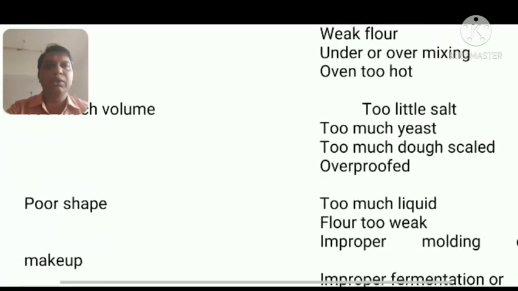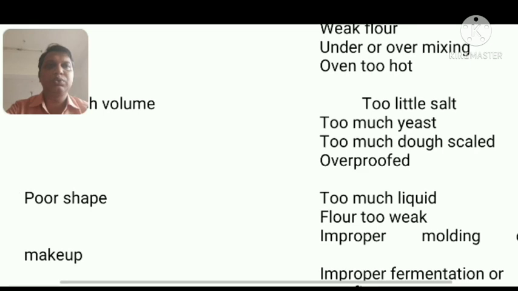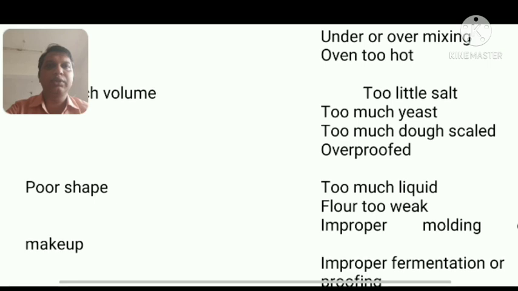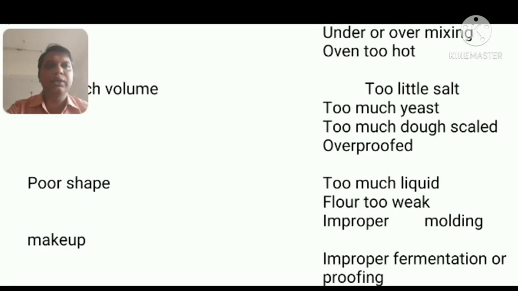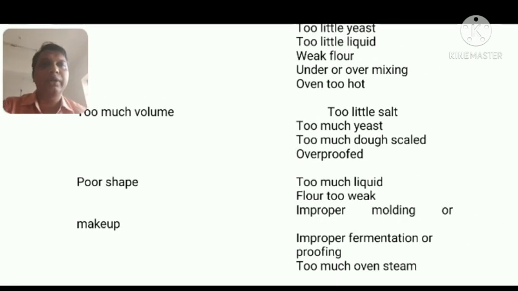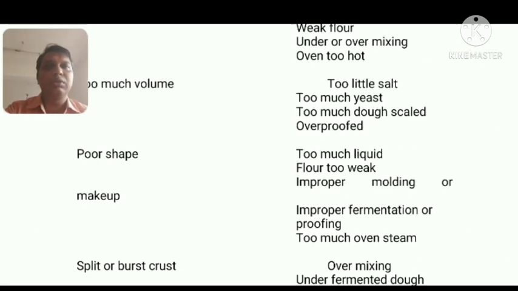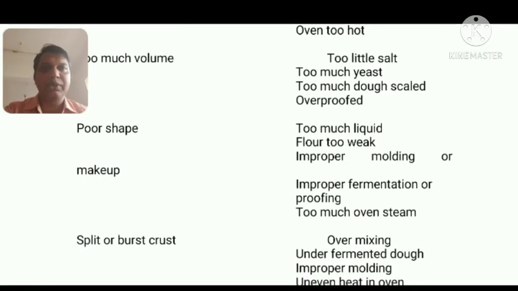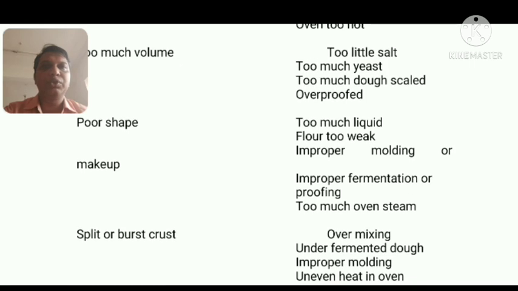Then we have too much volume, meaning heaviness. Again the same reasons apply: too much salt, too little salt, or too much yeast. If you get a heavy dough, it is because all the gas that was trapped suddenly fell down, and you get a heavy texture. Too much dough is scaled, meaning you have scaled the product above the required amount. Like if we need 55 grams of dough and we have weighed 75 grams. So during the weighing step, it is very important for all of us to understand that weighing should be done properly.